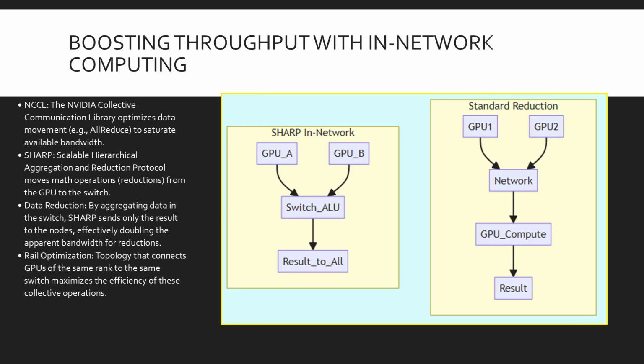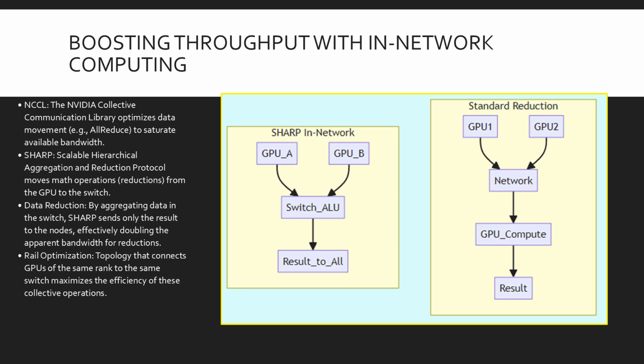Finally, software libraries like NCCL maximize throughput by choosing the best path, like rings or trees, for data to travel, but we can go further with in-network computing, specifically SHARP. In a typical all-reduce operation, GPUs exchange data, do math, and exchange again. SHARP moves that math into the network switch itself. The switch receives data from multiple GPUs, adds it up, and sends back only the result.